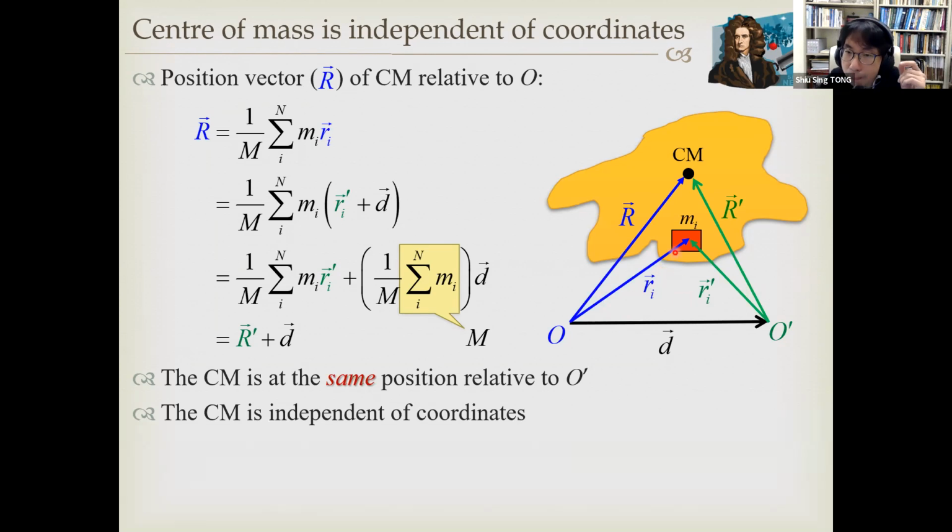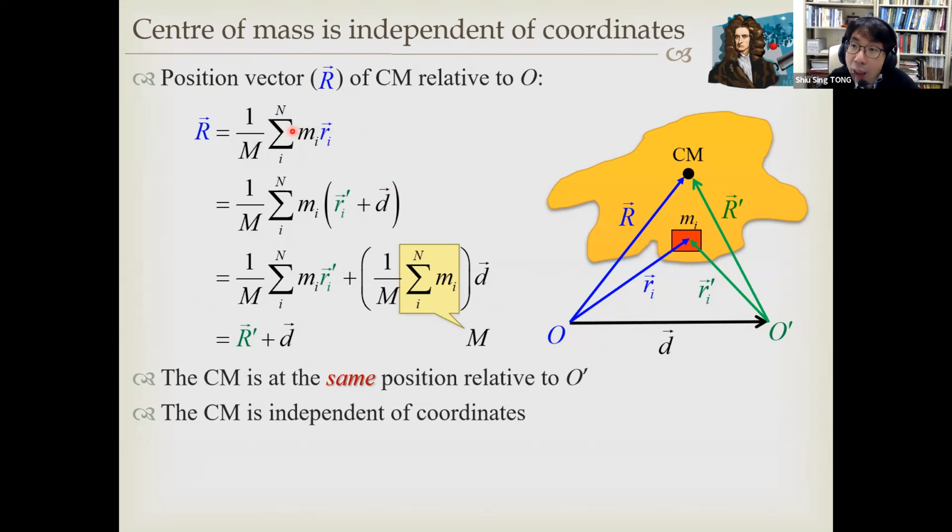Now, these two vectors must be different. r_i and r_i prime will be different, but they are connected by a simple equation. If you look at this triangle, you will find that r_i prime plus D is equal to r_i. Is that right? You simply follow the parallelogram rule, the tip-to-tail method of addition. D plus r_i prime is equal to r_i.